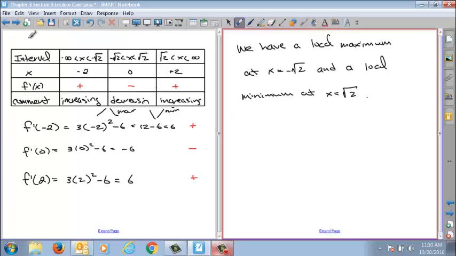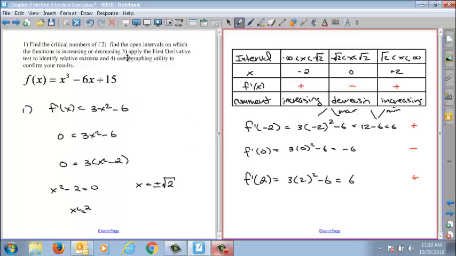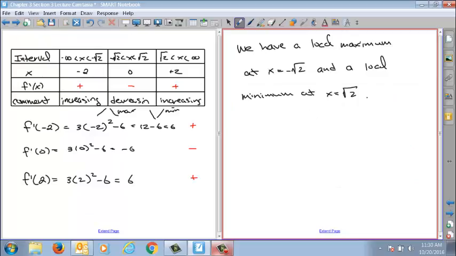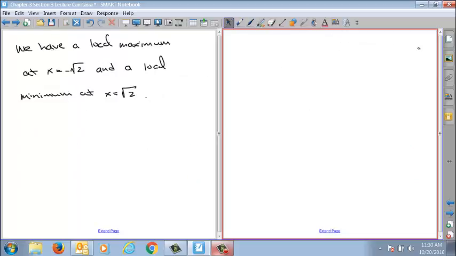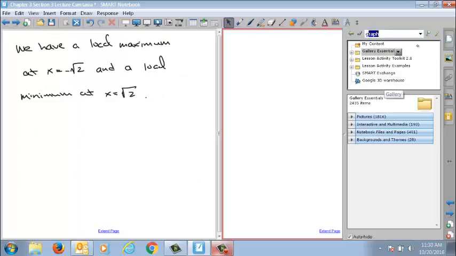We're going to go ahead and plot this. I don't know if they ask us to do it or not. Use a graphing utility to confirm your results. Well, what we're going to do is plot it and then we'll confirm it with a graphing utility. So let's get a piece of graph paper.